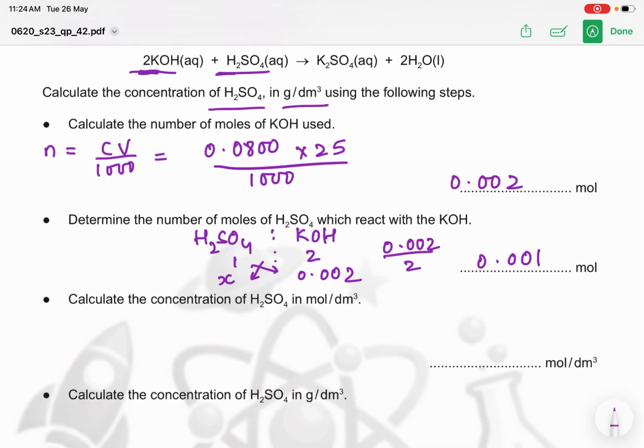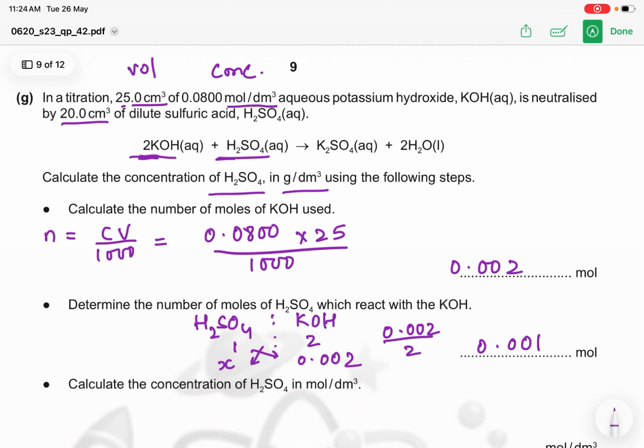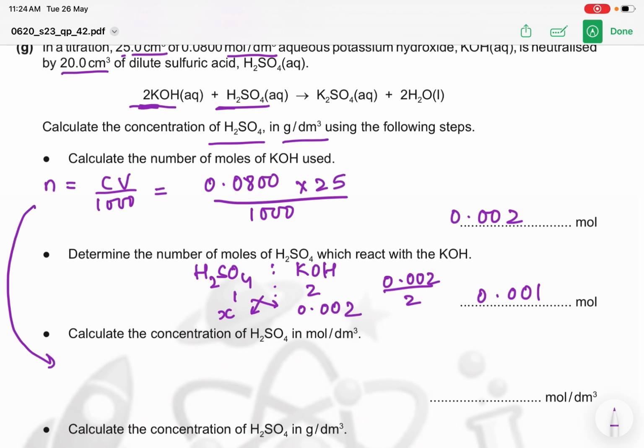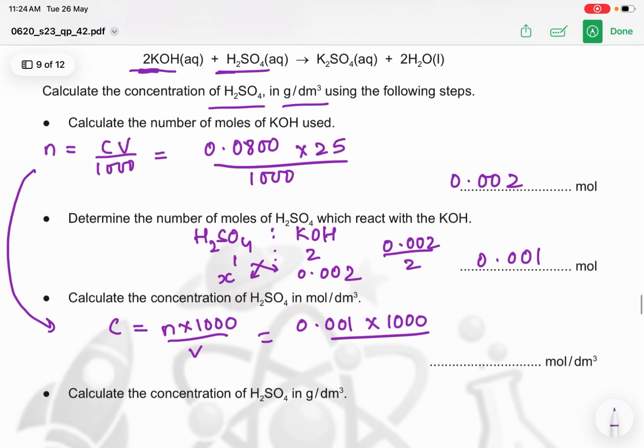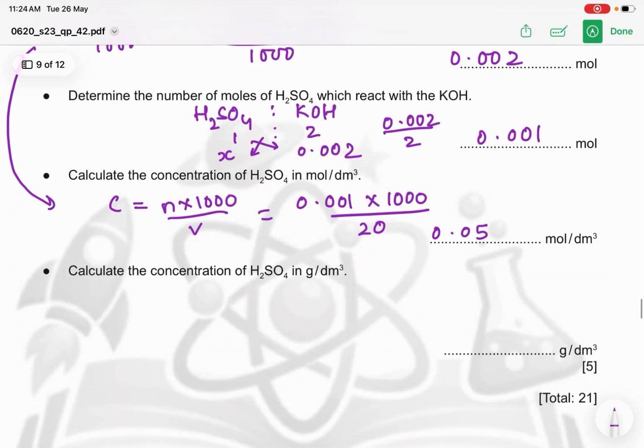Now we have moles of sulfuric acid and volume of sulfuric acid is already given to us, which is 20.0 centimeter cube. We will just rearrange this formula to find concentration. So C is equal to N into 1000 upon V, which is equal to 0.001 into 1000 upon volume of sulfuric acid, that is 20. So the answer we get here is 0.05.